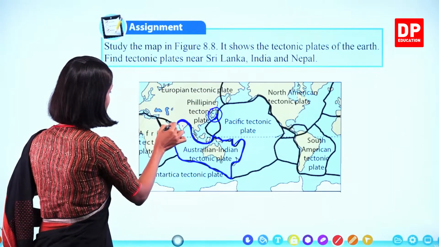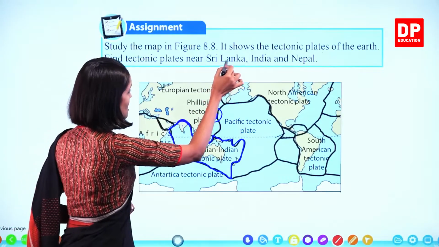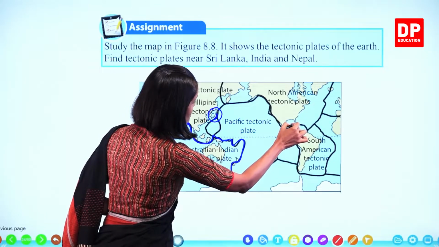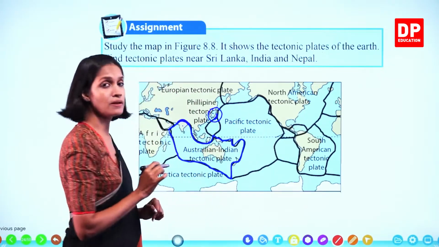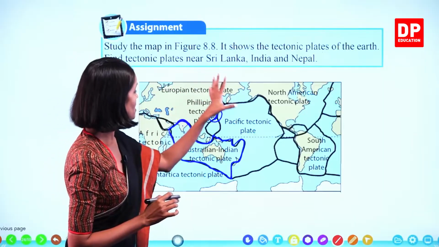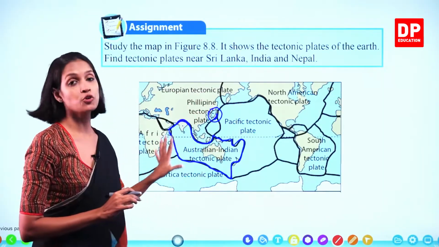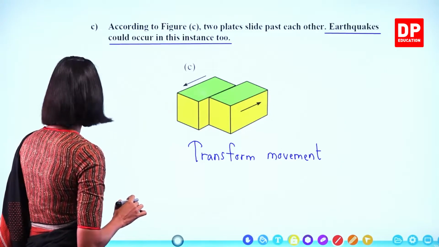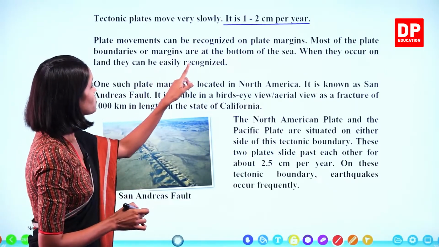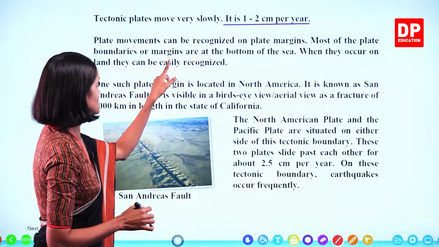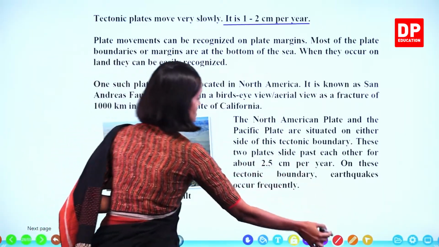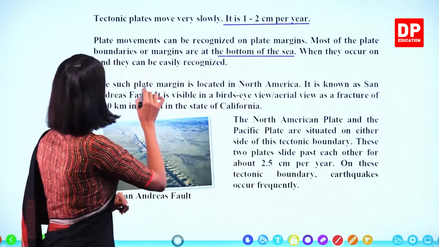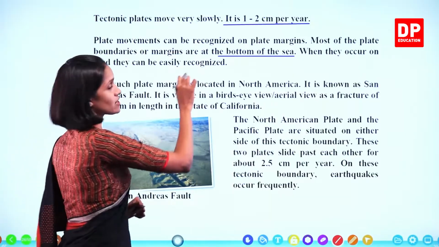Now here, it's in a land. Here it's a land area, right? This bit also a land. This is also through a land. Otherwise, most of the margins fall on the ocean, right? So here, most of the plate boundaries or margins are at the bottom of the sea. When they occur on land, they can be easily recognized.